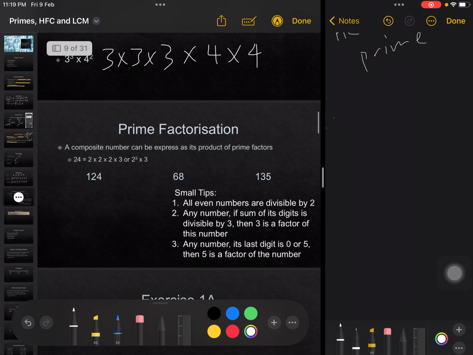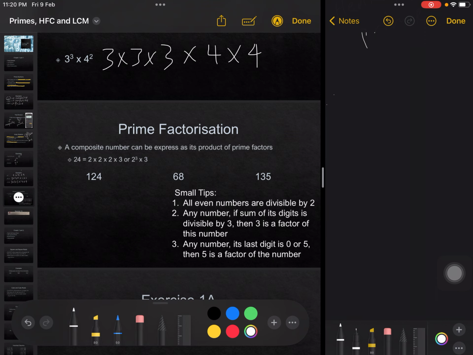So after learning index notation, we will need to understand how we can use it to help us with prime factorization. So a composite number, right? So recap again. What are composite numbers? Composite numbers are numbers that have more than 2 factors. Okay, so composite numbers can be expressed as a product of prime numbers.